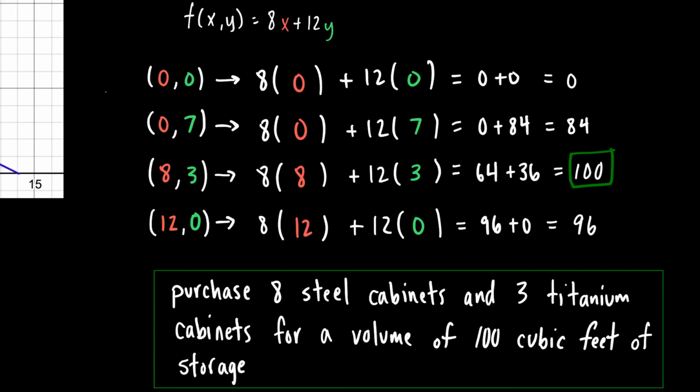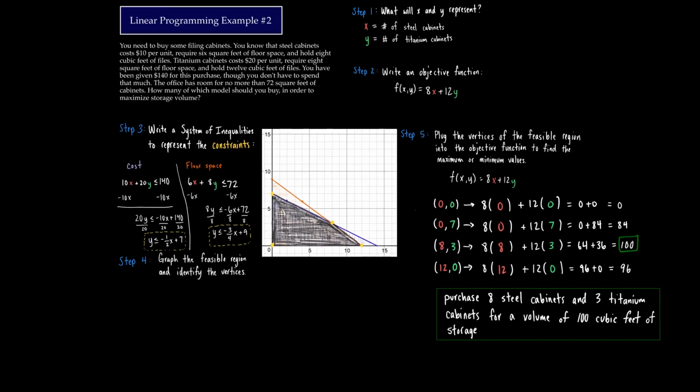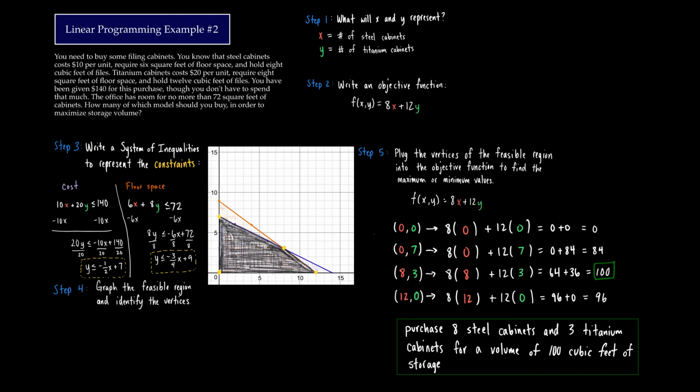And let's just go back and recap each step of the process here. All right, so we're zoomed out. Okay, so we've got our problem here. The first step was to decide what X and Y we're going to represent. The way I figure that out is I look at the question, how many of which model should you buy? So we've got two different kinds of models. We have steel cabinets and we have titanium cabinets. So X was the number of steel cabinets, Y was the number of titanium cabinets.